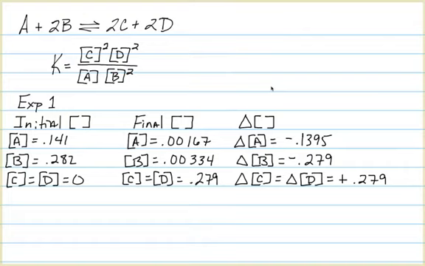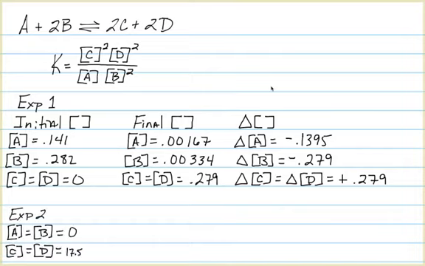We should also see a corresponding increase in the concentrations of C and D. Now C and D should be equal in their change because, again, they have equal coefficients. And if we look at the values, their increase is the same as the decrease in B, again because of our 2:2 ratios.